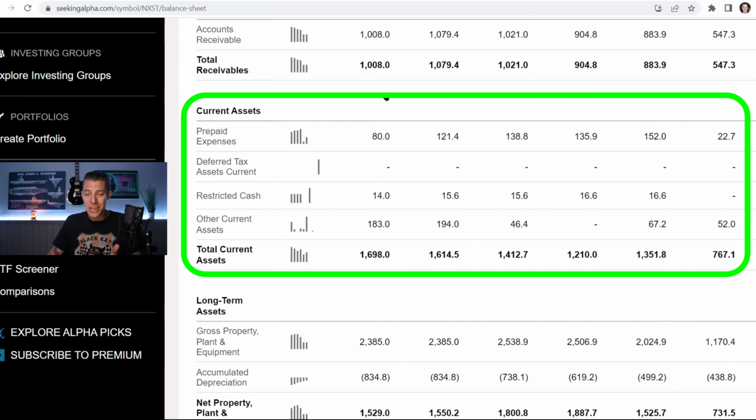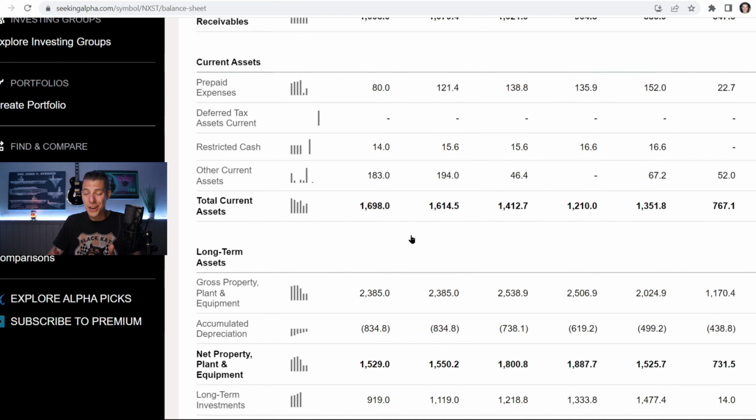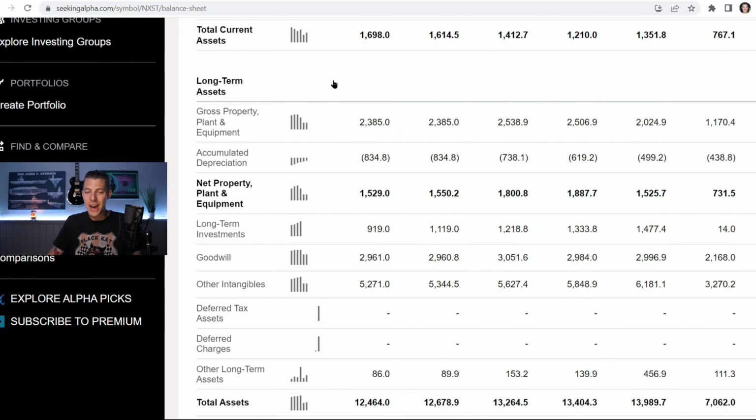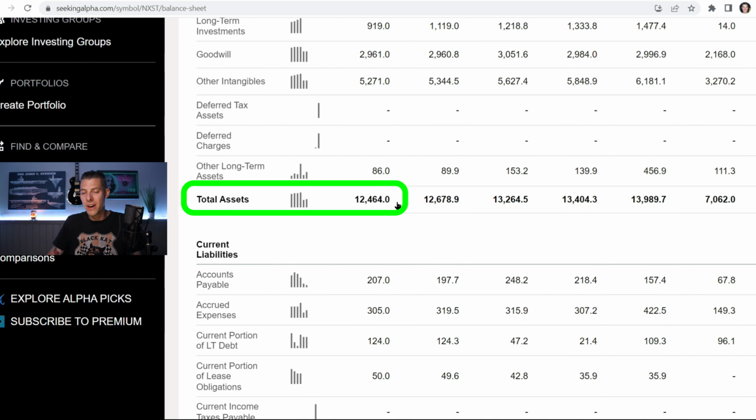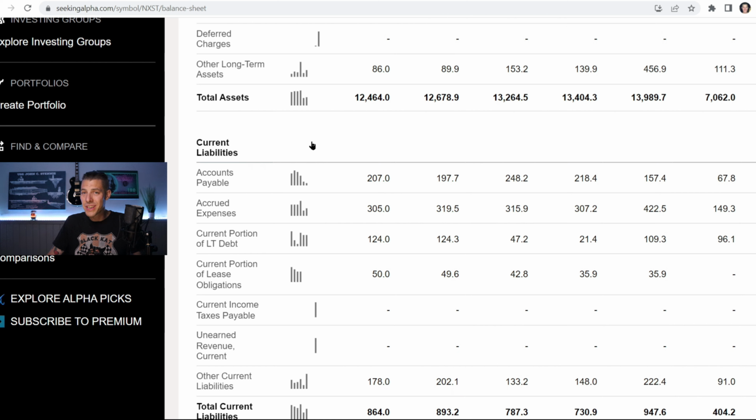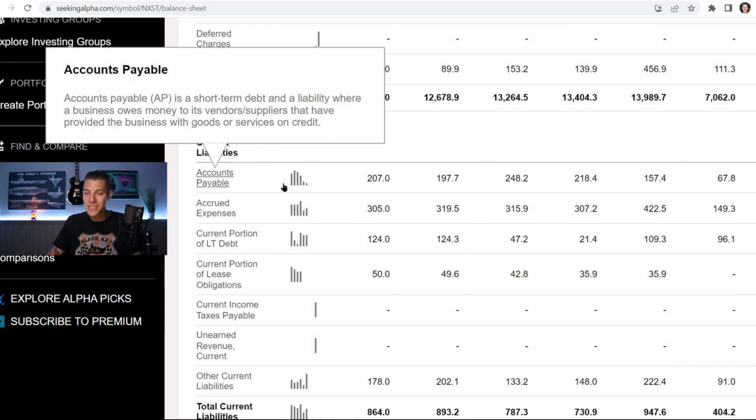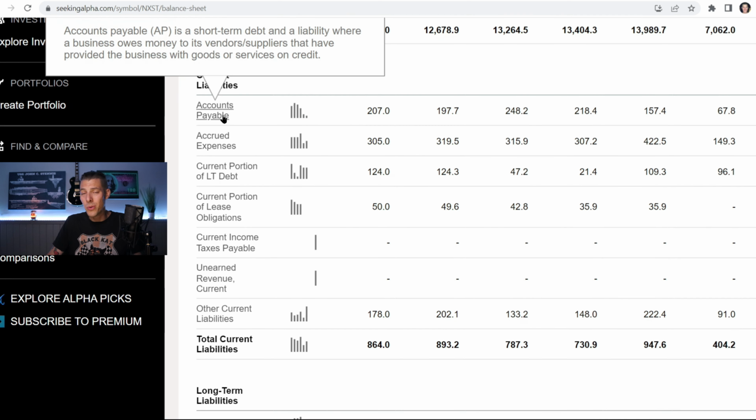Now the current assets obviously are going to be all the things that the company owns, and they have that broken out also into long-term assets, which we see they have net of $12.464 billion. And then you get the liabilities. Again, remember what the company owns and what it owes. These are all the things it owes, like accounts payable, which is the exact opposite of accounts receivable. This is what the company owes to vendors and suppliers and things.